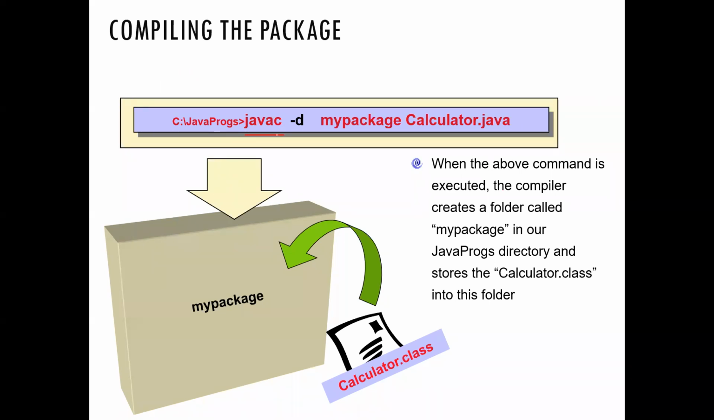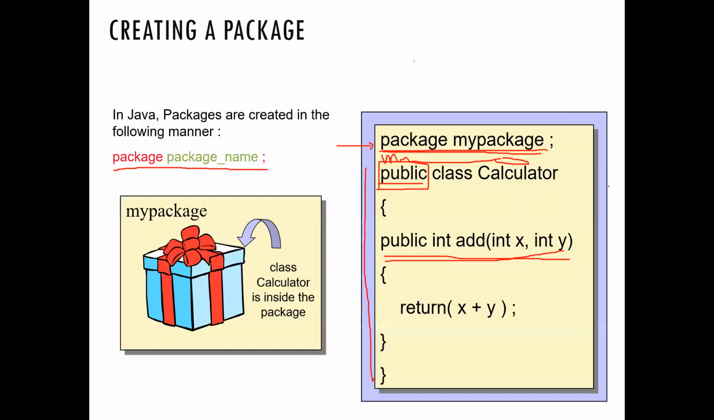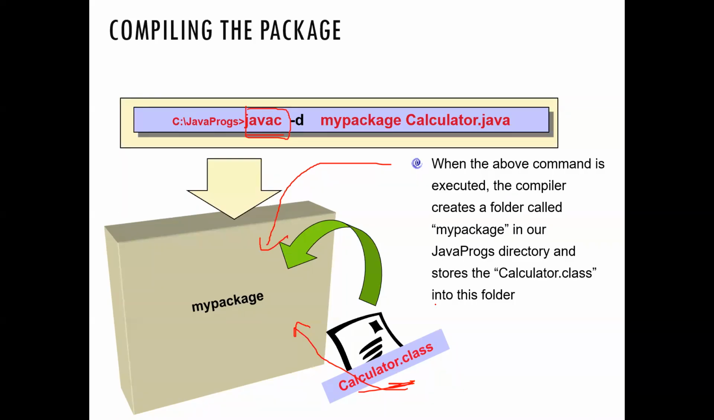When you are compiling the Java file, you should tell javac -d package name calculator.java. Once you compile it, the dot class file will go and sit in this my package. What is the package name? It could be anything that you named it. For example, you named it here my package, right? The package name was named as my package. So based on that, it will go and sit in there.